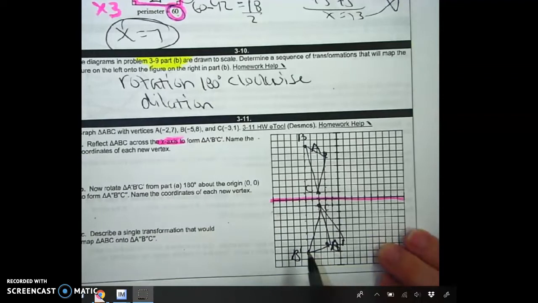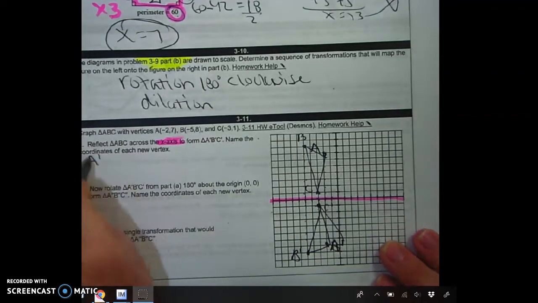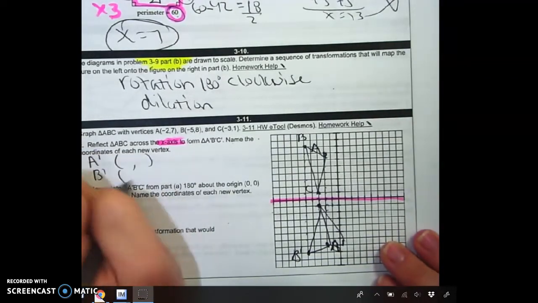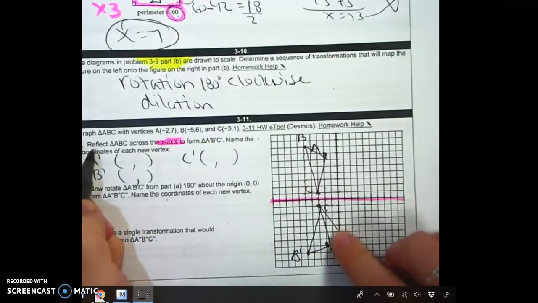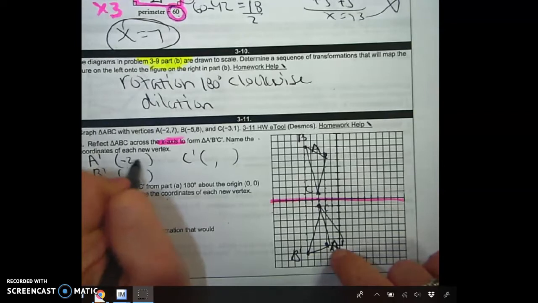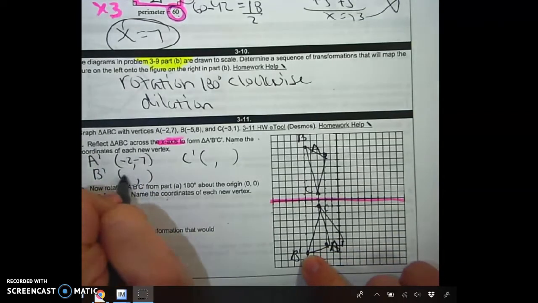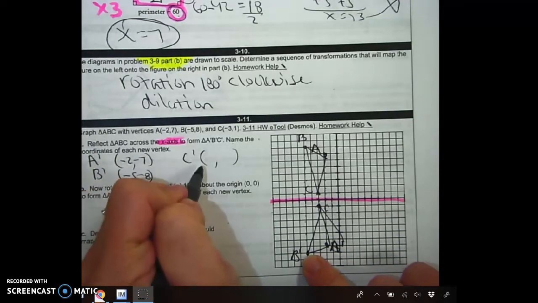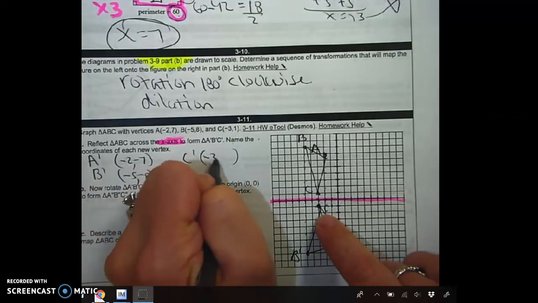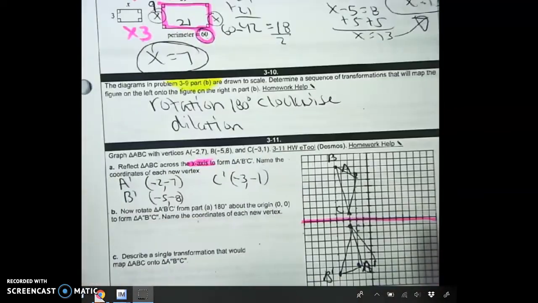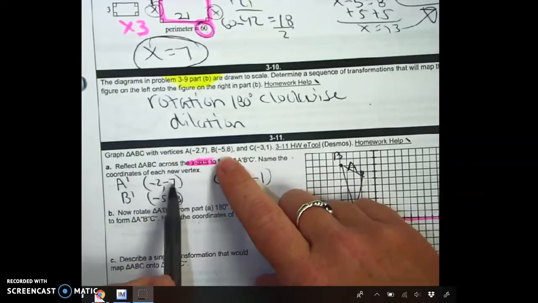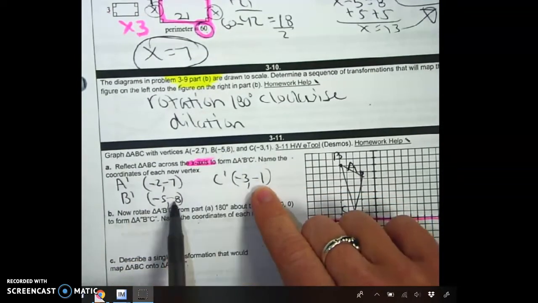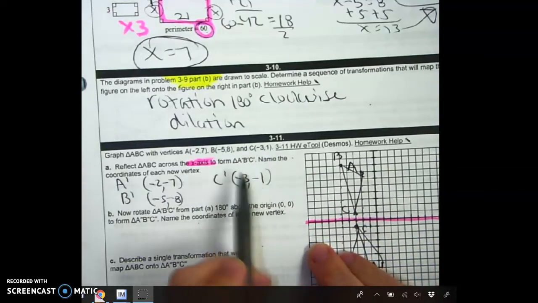And then what they want me to do is state them. So A prime, B prime, and C prime. A prime is -2, -7. B prime is -5, -8. And C prime is -3, -1. How was I able to do that fast? Look at this. 2, 2, 7, 7, 5, 5, 8, 8, 3, 3, 1, 1.